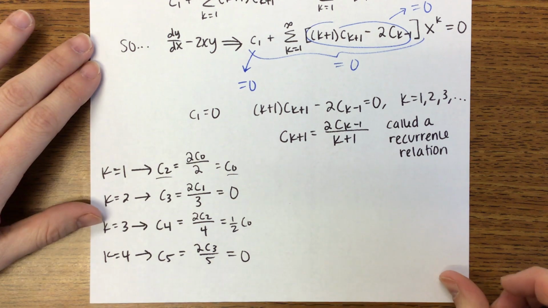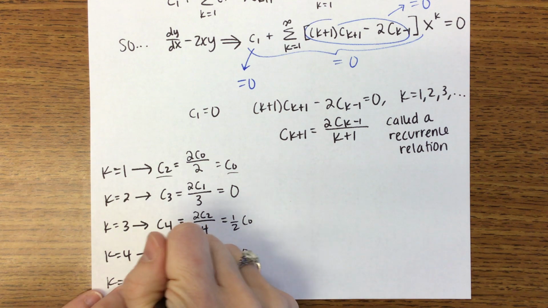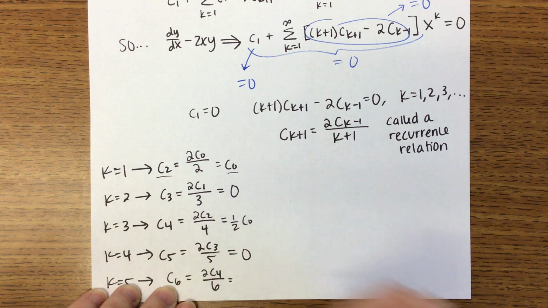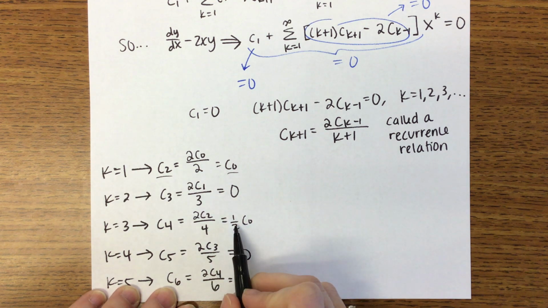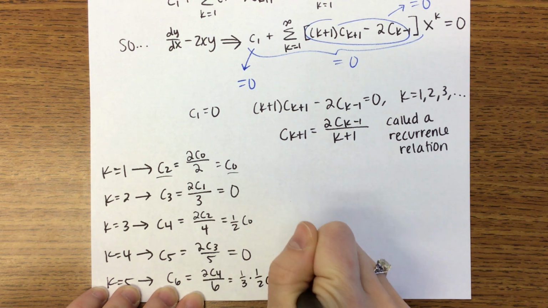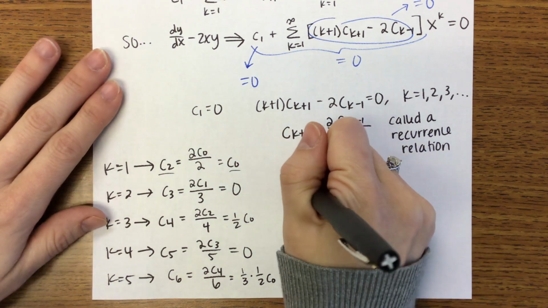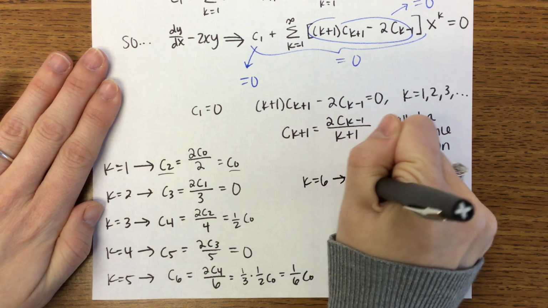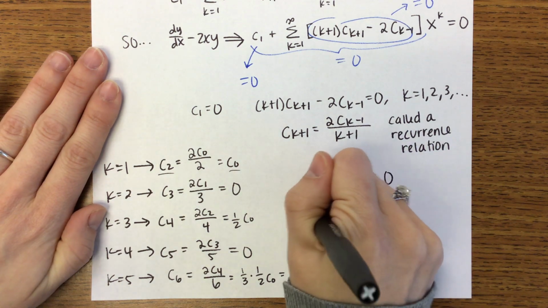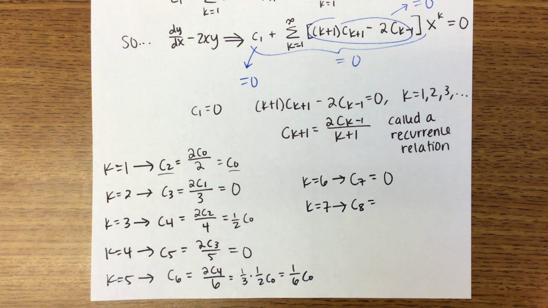So we're going to hope that we start to see a pattern. We're going to keep doing a few more. If I plug in k equals 5, I get c6 is equal to 2 c4 over 6. c4 though is that 1/2, so I really get 1/3 times 1/2 c sub 0, which is 1/6 c0. Okay, if I plug in k equals 6, hopefully you can tell all the odd ones are going to be 0. And then lastly, k equals 7. It's not the last term, it's the last one that we're going to find.